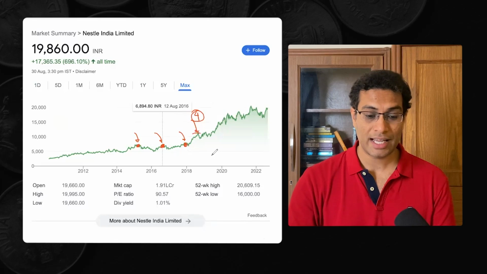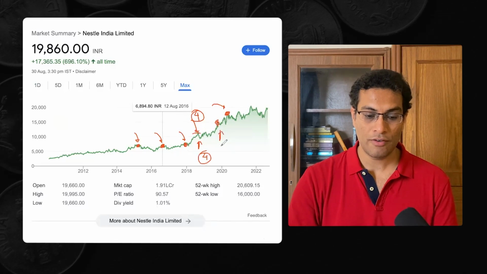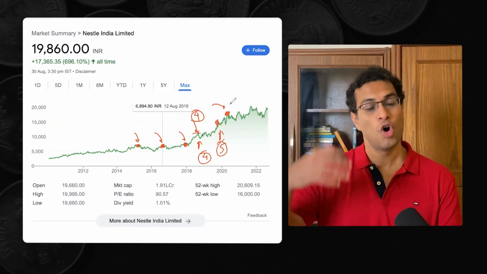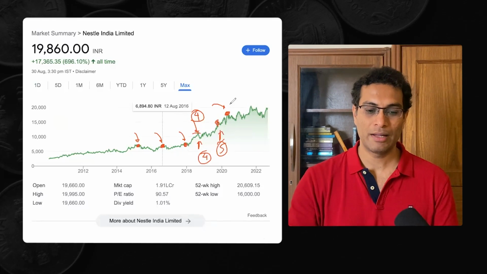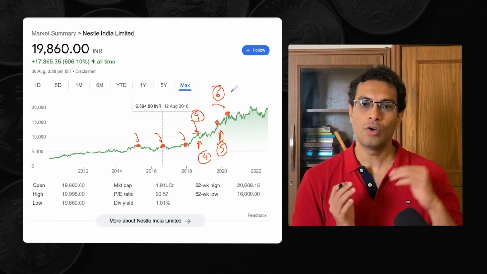Even if you would have decided to purchase Nestle at point number 4, you could have sold this off at this new high, point number 5. Or if you would have purchased Nestle at point number 5, you could have sold it off at point number 6. So what are you doing? You are buying high and selling higher. This is what momentum trading and momentum investing is.